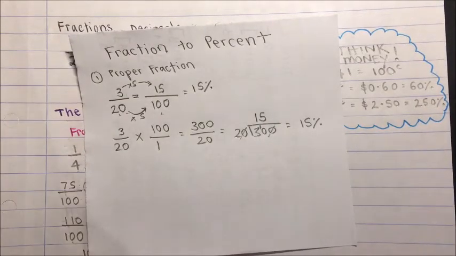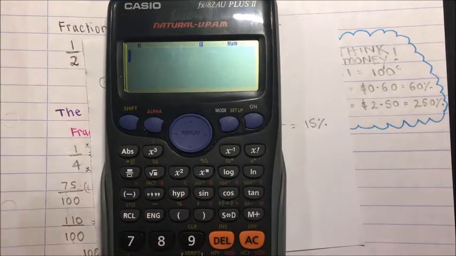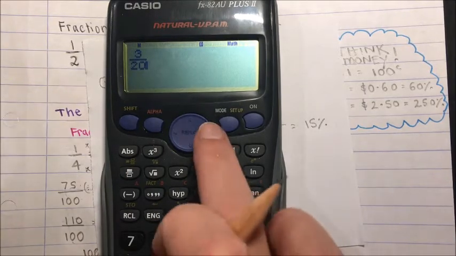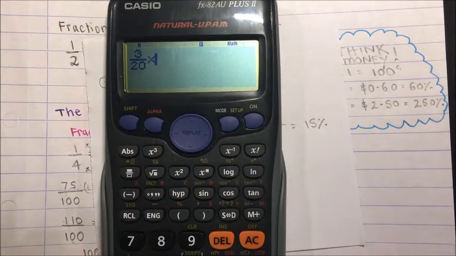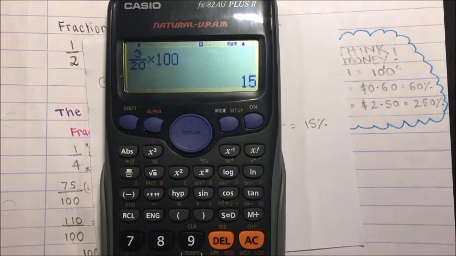On the calculator, let's just quickly remember where some of these buttons are. I hope you can see the screen, but I can go 3, and it's this little one here, over 20, and I've got to move it along, times 100 equals 15%. Excellent.